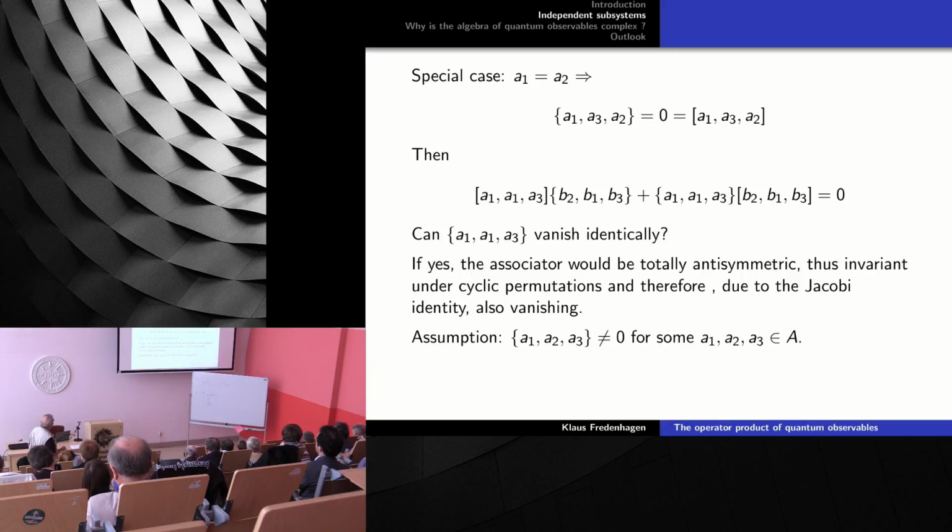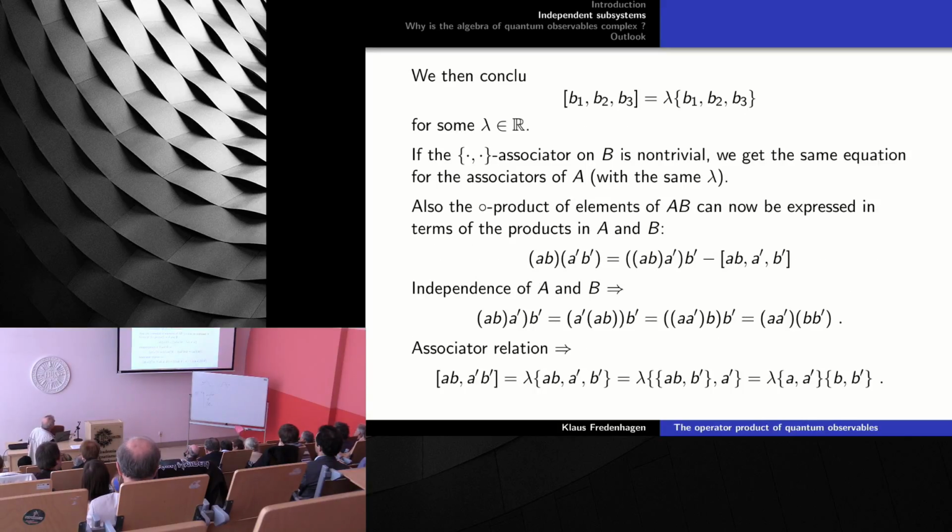So we assume now that our associator is non-zero, at least for some triple of elements in A. And then we conclude from the relation before that the two associators in the B algebra must be proportional to each other, because otherwise this element of the tensor product cannot vanish. And we can, of course, draw the same conclusion if the associator on B is non-trivial, and we get this same relation for the associators of A with the same lambda.